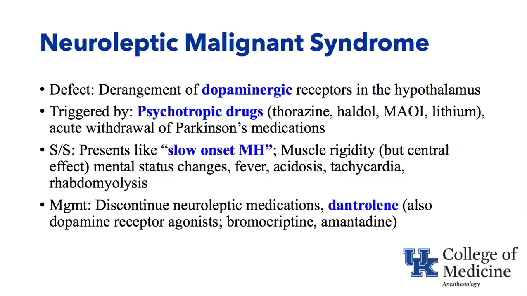So they get the muscle rigidity just like MH, but it's a central mediated effect rather than at the muscle itself. Mental status changes, they can get the temperature rise, acidosis, tachycardia, even muscle breakdown. Again, very similar to MH. The management is to stop those neuroleptic medications that are blocking the dopamine receptors. Dantrolene can be used not only for MH, but also for this syndrome, neuroleptic malignant syndrome. And dopamine receptor agonists like bromocriptine and amantadine occasionally can be used.